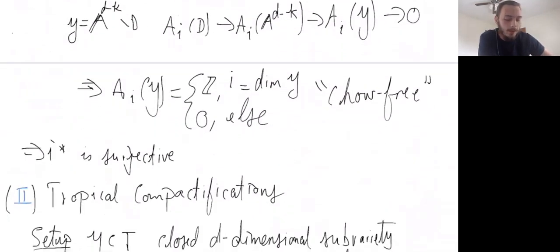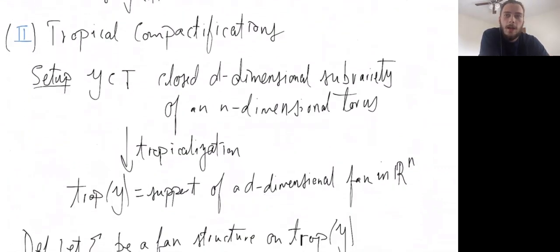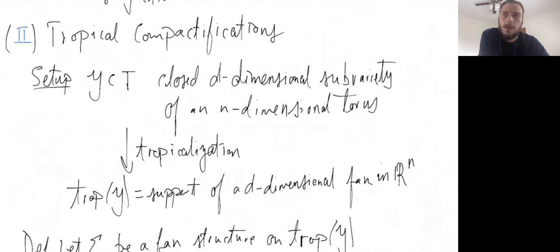So now what I would like to do is discuss how we can generalize this to certain settings which are not necessarily compactifications of complements of hyperplane arrangements. So now instead of taking Y to be a complement of a hyperplane arrangement, I'm just going to take Y to be any closed d-dimensional subvariety of an n-dimensional torus.